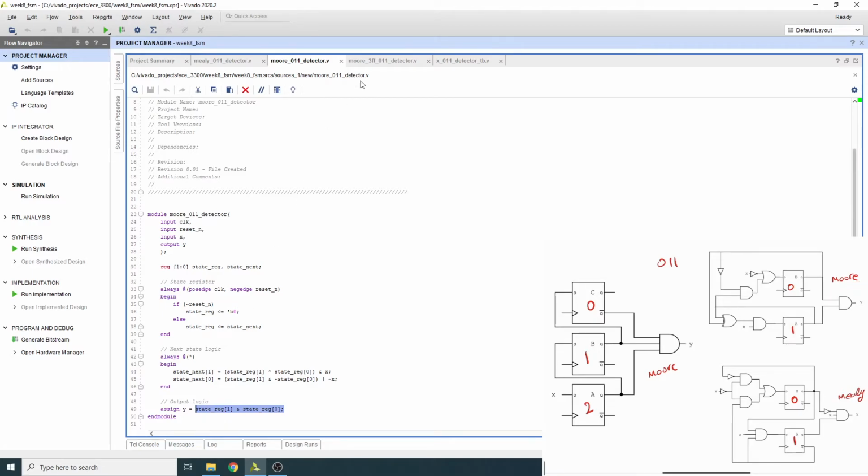Because if you define it as a Moore machine or a Mealy machine, that means there are no other outputs. Well, in this case, there is no other output, but you might have another, for example, Y2 that actually depends on the X sometimes. If you want to, you can have both outputs for a single finite state machine.